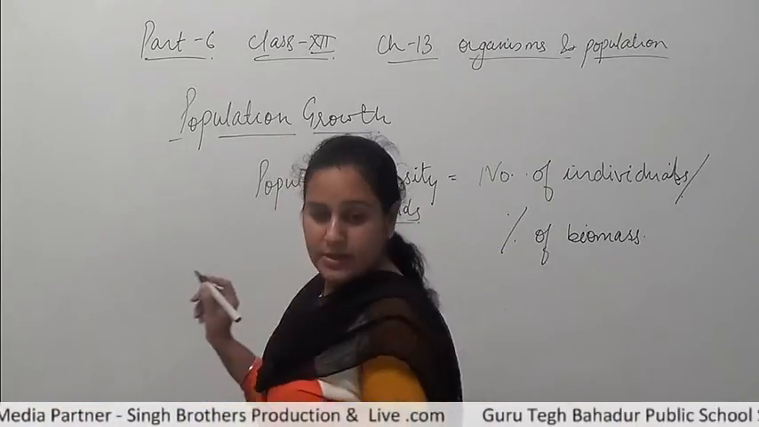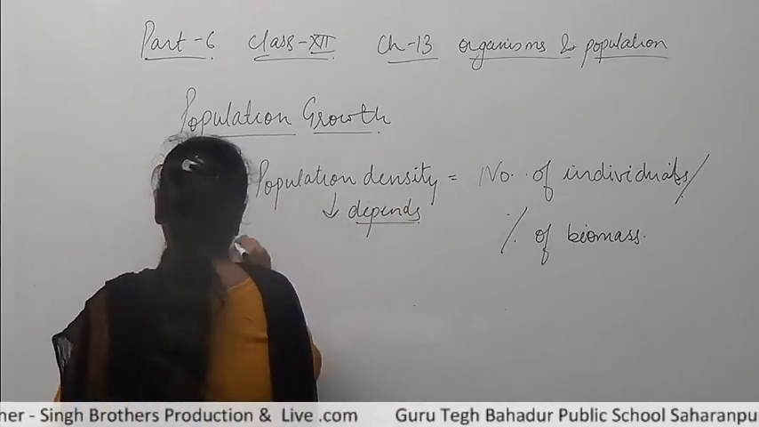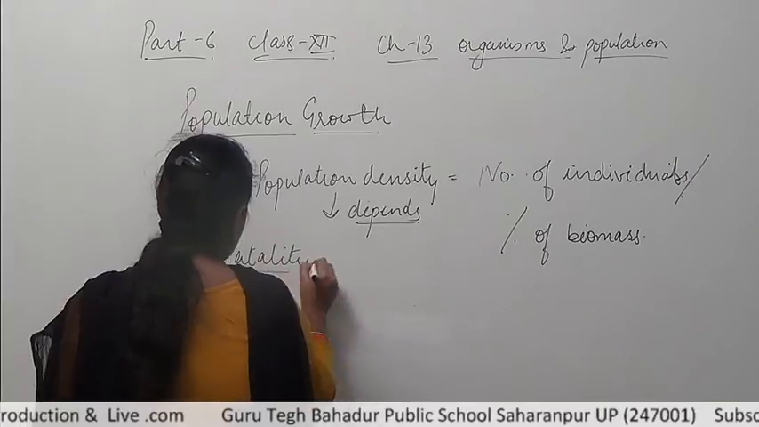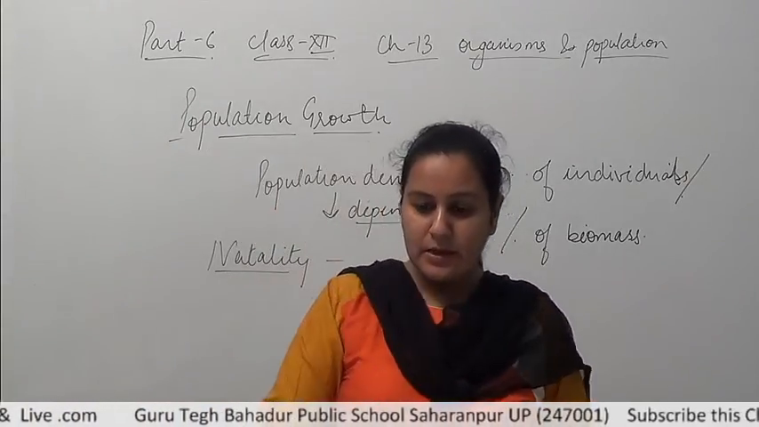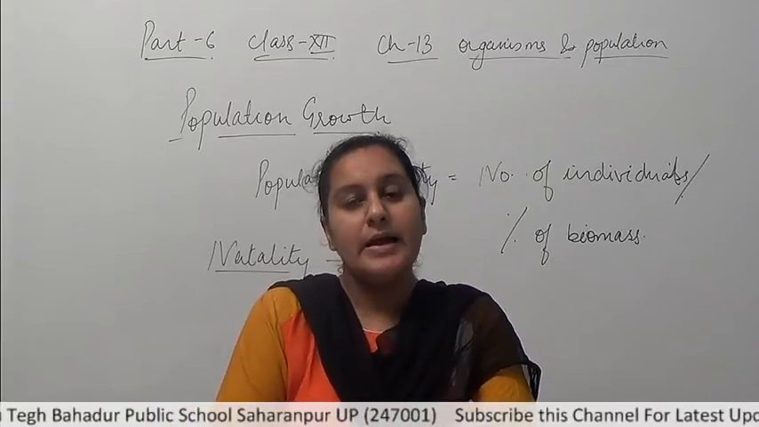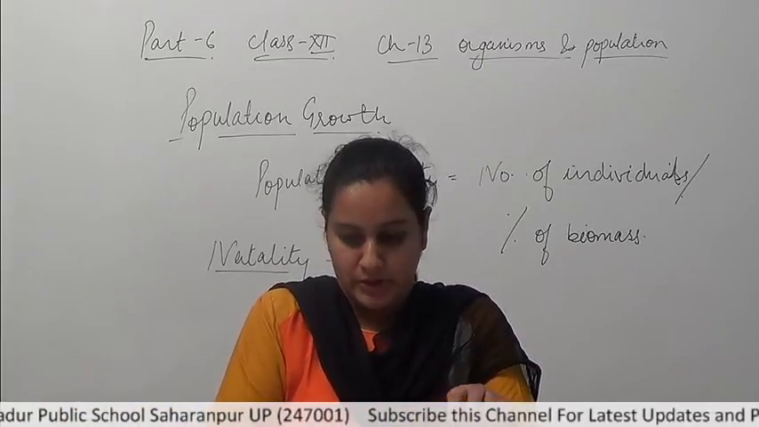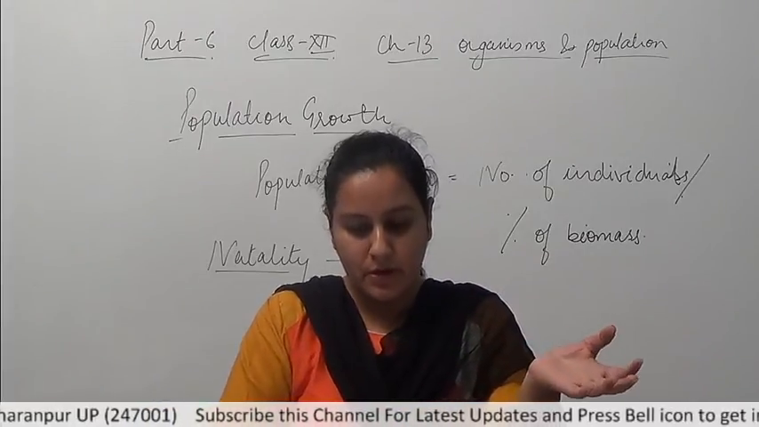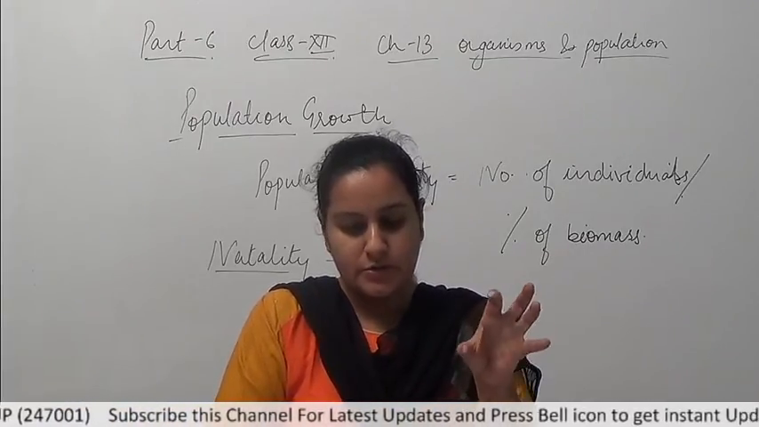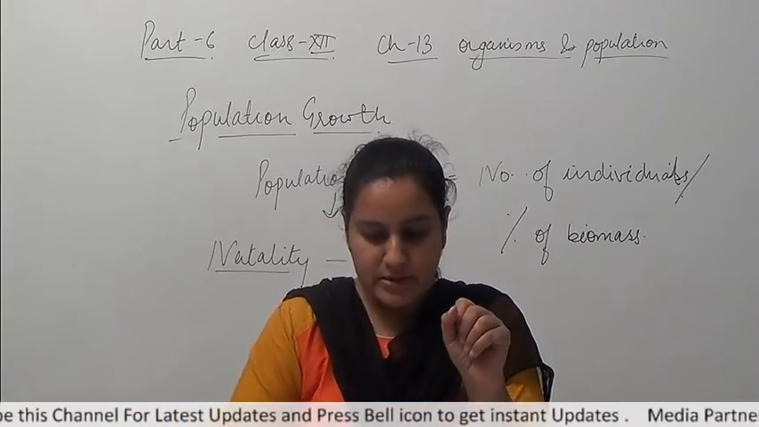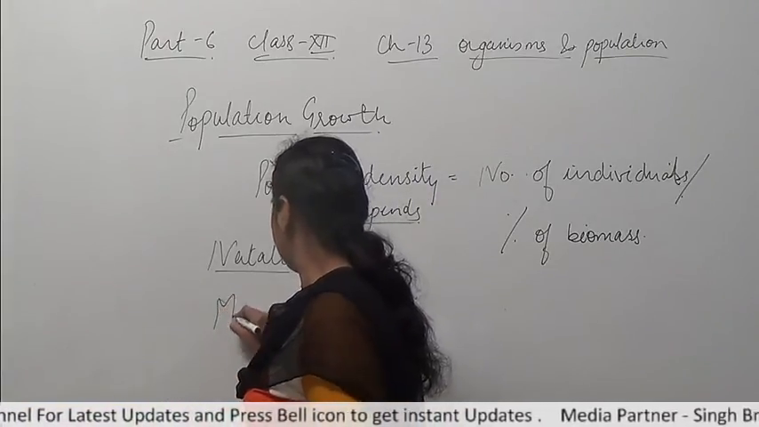The first one is the natality. We discussed the natality rate yesterday. So natality is the number of births during a given period of time that increases the population density. So the birth rate is equal to the number of individuals that took birth in a given period of time.